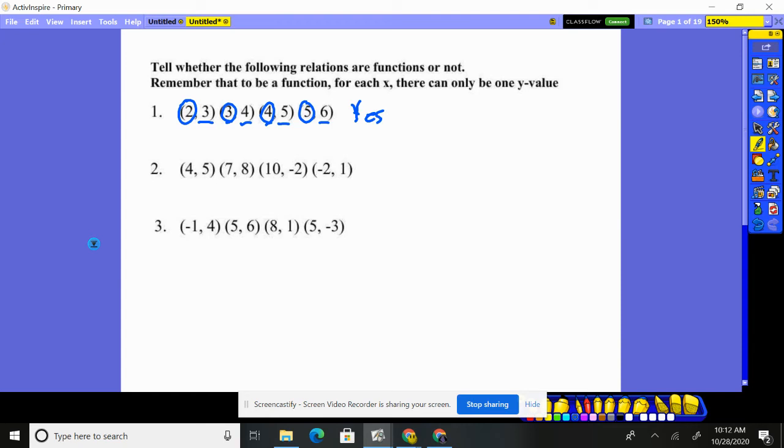Okay. I should say function. Because for each x, there was only one y that came out. Now, it happened that I only plugged in a 2, a 3, a 4, and a 5. Now, notice on the next one, let's see.